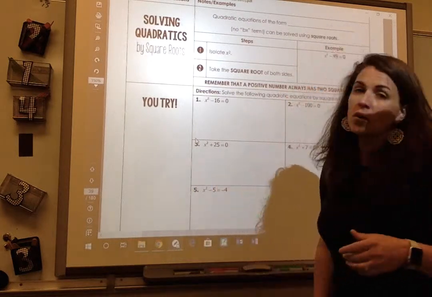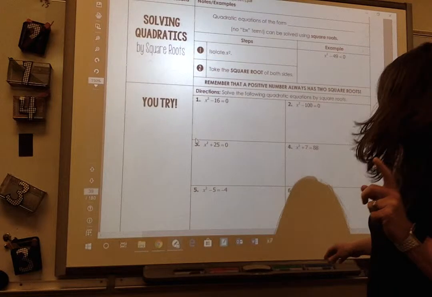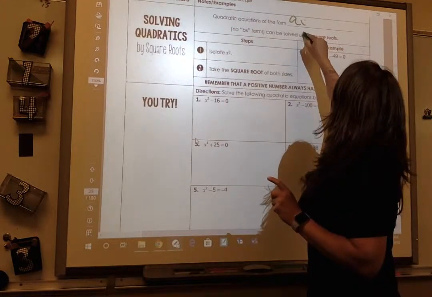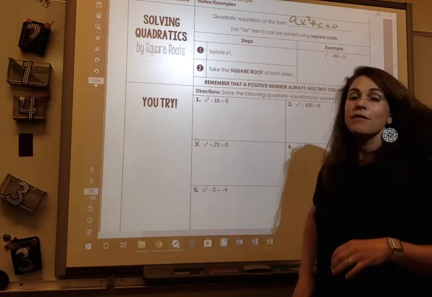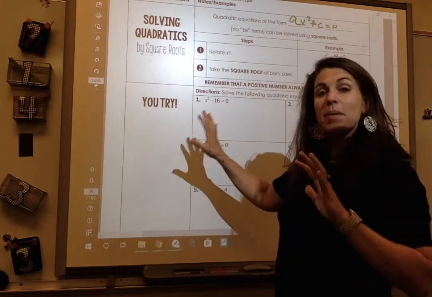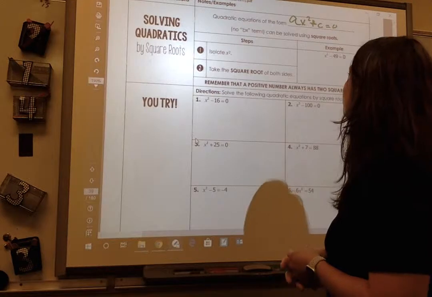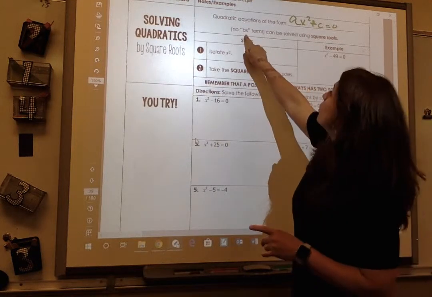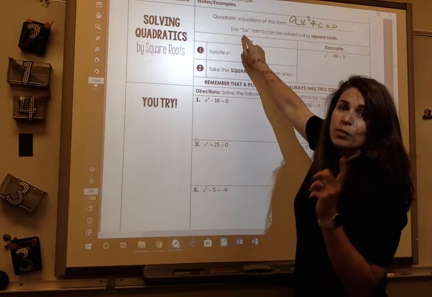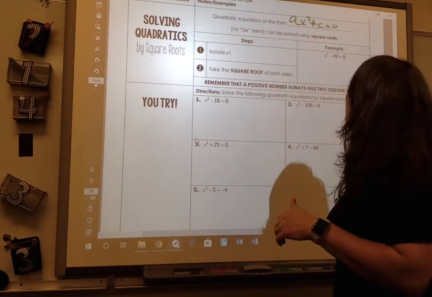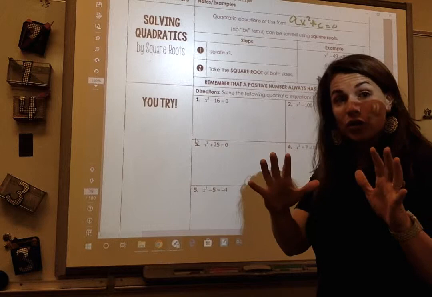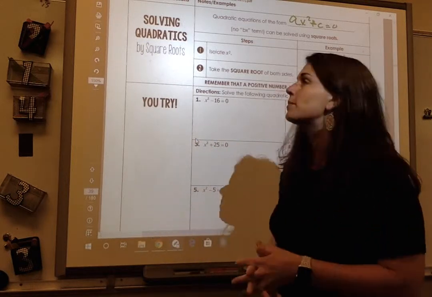So quadratic equations of the form ax squared plus c equals 0, if they fit this form, then this is going to be the best method to solve that quadratic equation. Notice there is no linear, there is no bx term in here. It is just your quadratic term and your constant term. And if we have just a quadratic term and a constant term, then I can use this method.